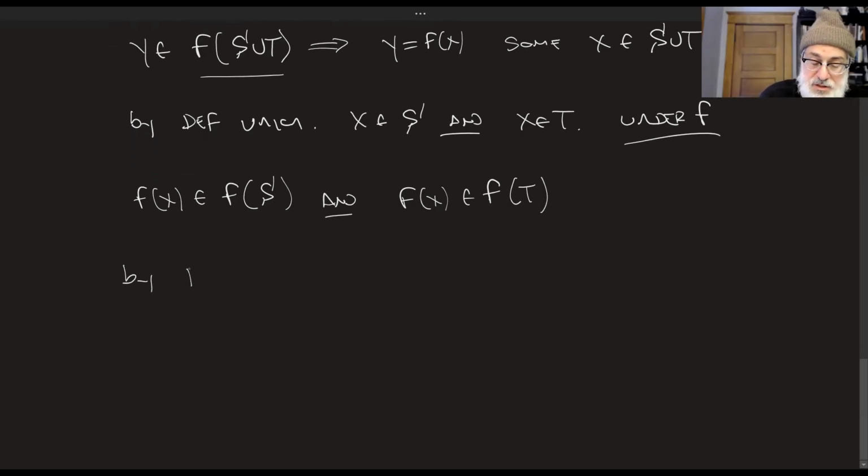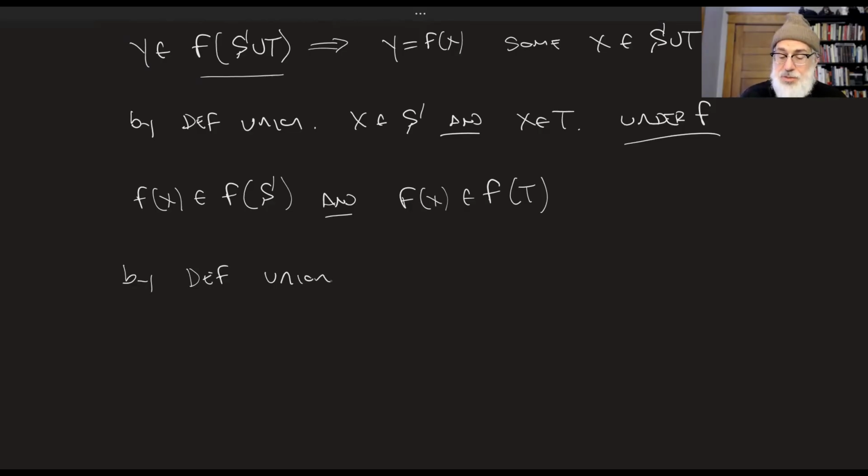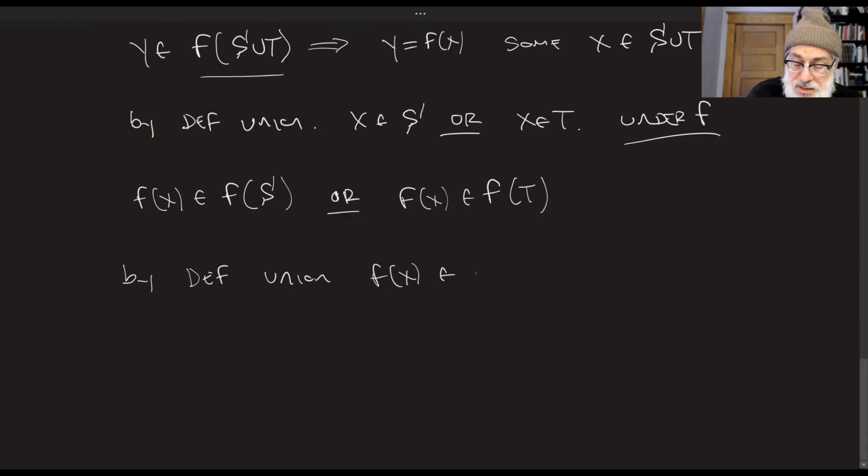So now by the definition of a union again, if I have f of x is in f of s, I should have or statements, not and statements. My fault. There should be or. I'm using intersection. This is actually union. These are or statements. So by the definition of union, f of x is in f of s or f of t, which means that f of x is in f of s union f of t.